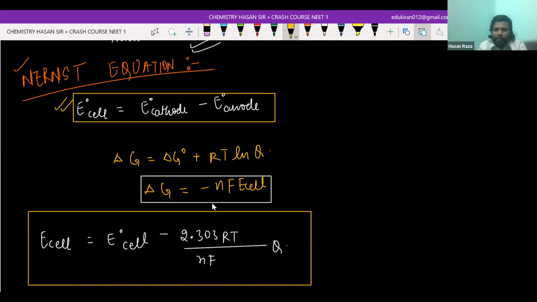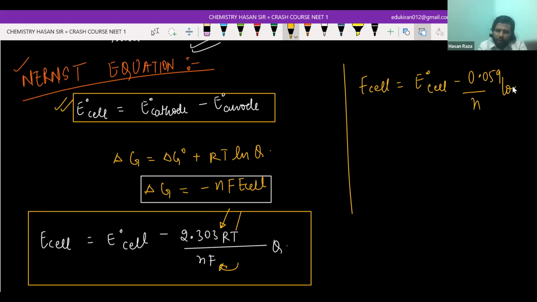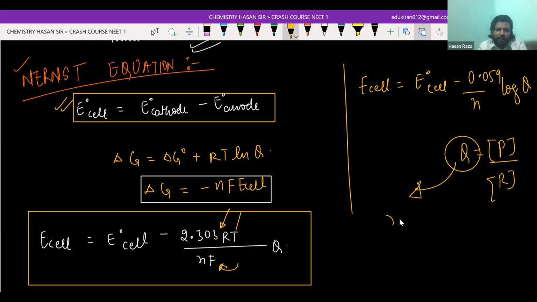Now you can also write E cell is equal to E naught cell minus, after writing the value of R, T and F, you will be getting a value 0.059 upon N log Q. Q is basically product upon reactant, and you know that this Q is a reaction quotient which comes from chemical equilibrium.